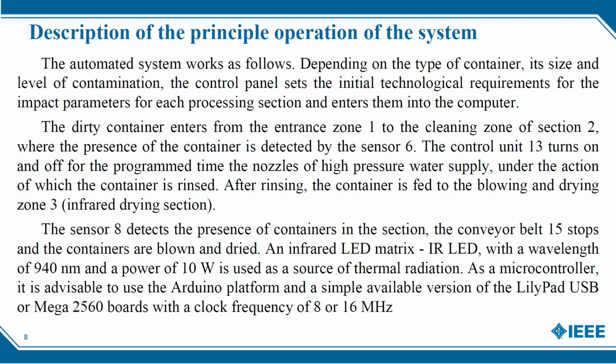After rinsing, the containers are fed to the blowing and drying zone 3. Sensor A detects the presence of the containers in the section. Conveyor belt 15 stops and the containers are blown and dried. An infrared LED matrix, infrared LEDs with a wavelength of 914 nanometers and a power of 10 watts, is used as the source of thermal radiation. As the microcontroller it is advisable to use the Arduino platform and the simple available version of the LilyPad USB Mega 2560 boards with a clock frequency of 8 or 16 MHz.